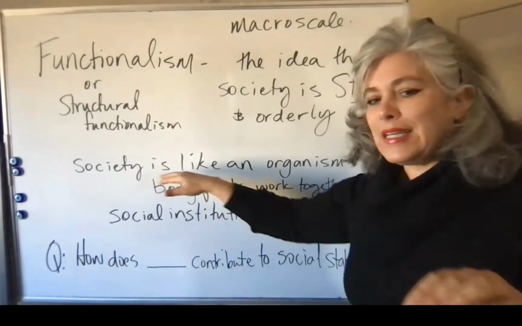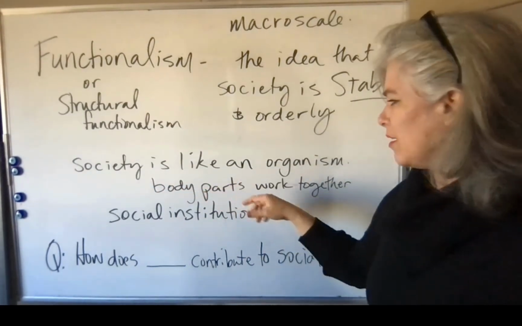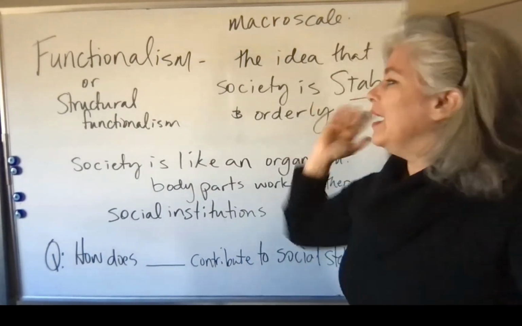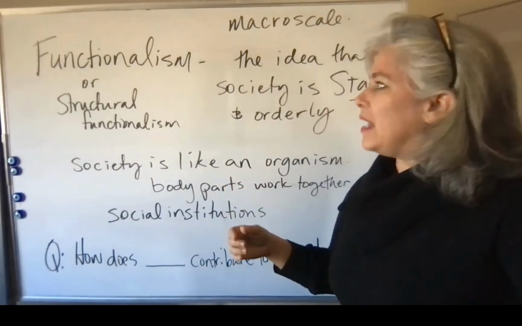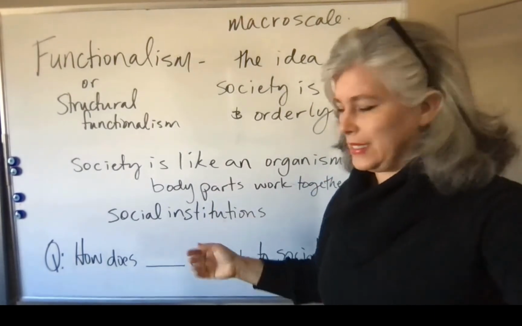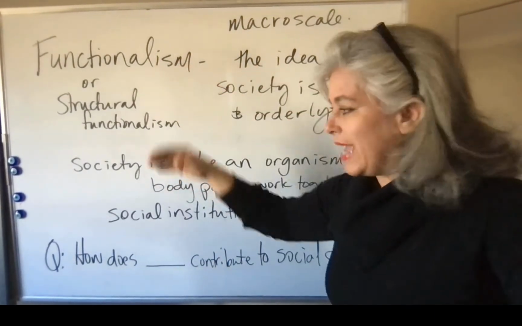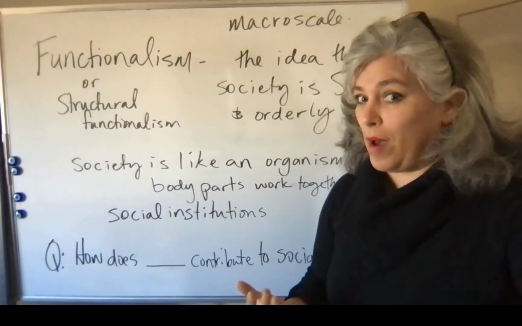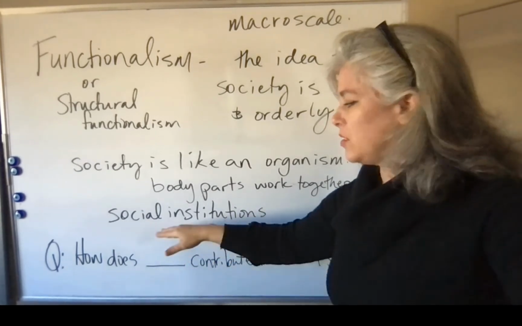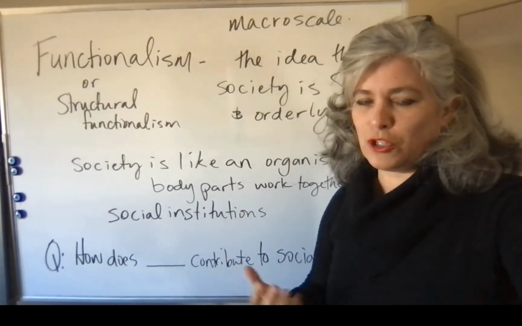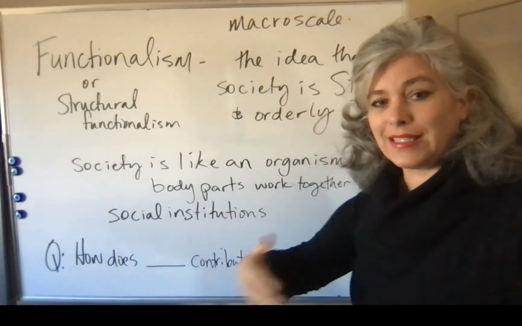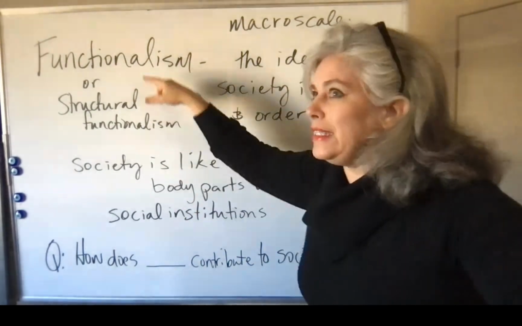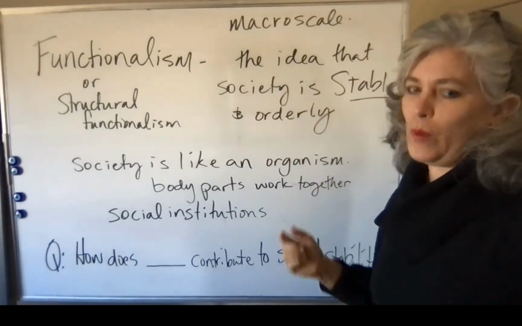So society is like an organism. This is the metaphor or the simile. I can't remember if that's a metaphor or a simile. Anyway, you can ask your English teacher. That's the metaphor that functionalists use about society. Society is a big thing. It's got lots of individual parts, and those parts we can think of like parts of the body. They happen to be called social institutions. So think of social institutions as the organs that make society function. Ooh, did you see what I did there? The organs that make society function in a stable and orderly way.